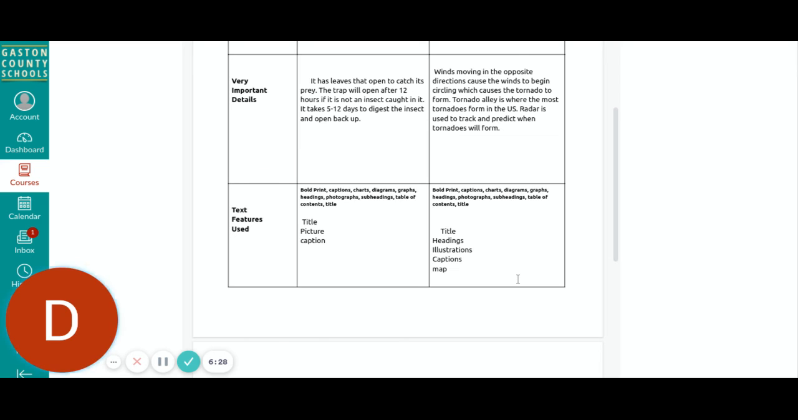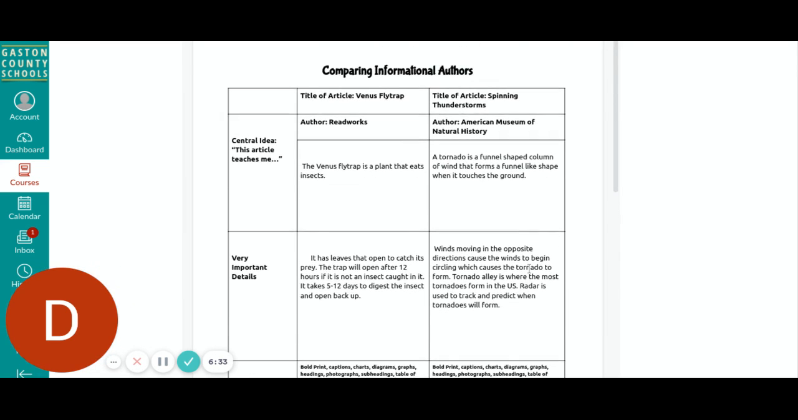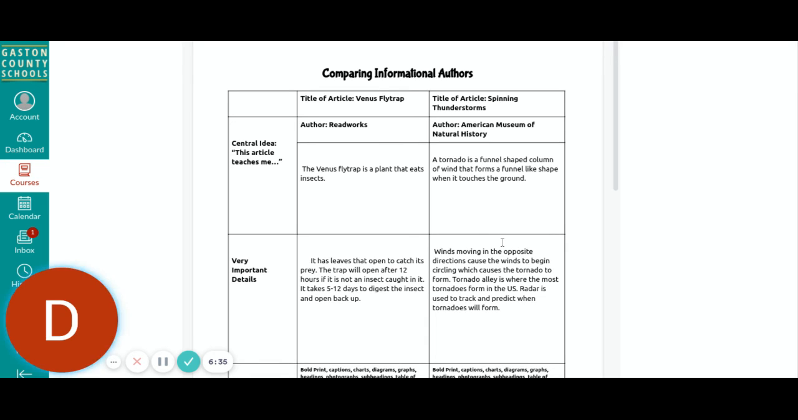So today, for your independent work, you're going to be completing a chart on comparing informational authors. And I'm going to give you 2 different texts to look at.